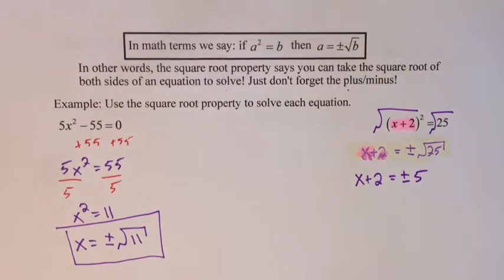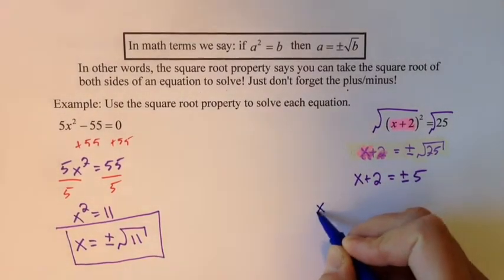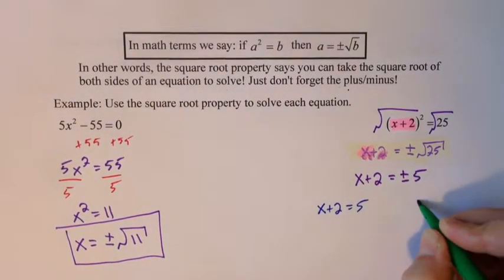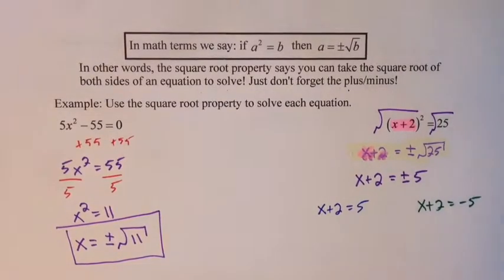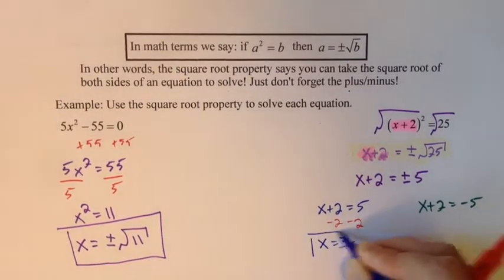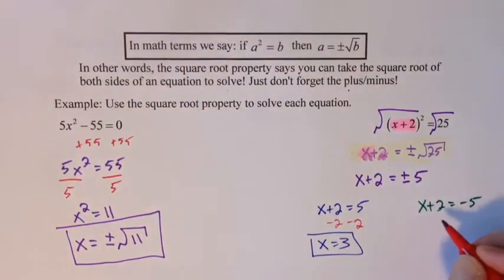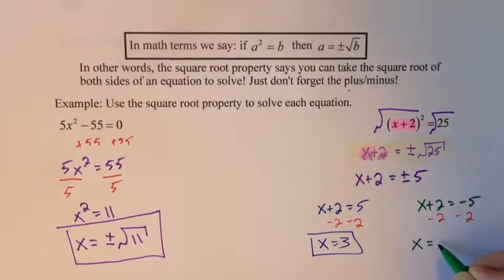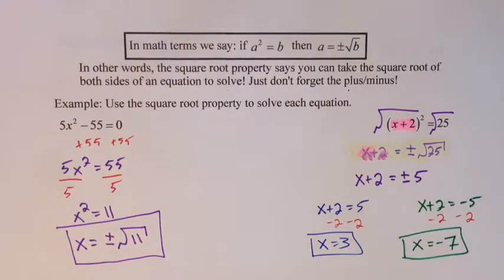At this point, for my own sanity, I like to break this down into two different equations. So one of my equations is saying x plus 2 equals 5. And the other equation is saying x plus 2 equals negative 5. This is how I'm going to get my two answers. For my first equation, x plus 2 equals 5, I can subtract 2 from both sides, which gives me x equals 3. My second equation, I'm going to do the same steps, subtract 2 from each side, but this time x equals negative 7, since negative 5 minus 2 is negative 7. And there's my two answers.